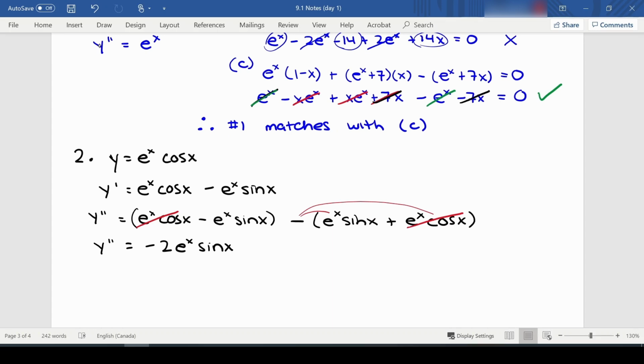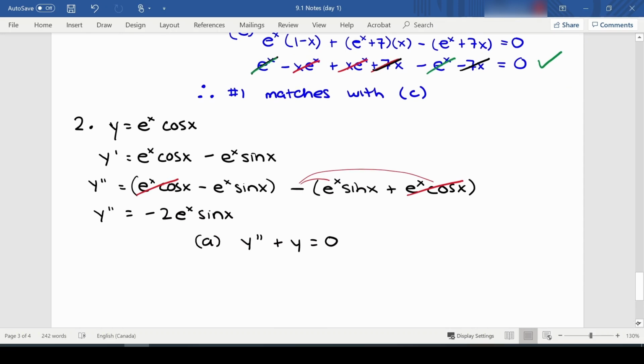So we already matched C. We don't need to try C. We could if we really want to double check our work, but really we need to try A and B. So if we try differential equation A, we can't see that anymore, but it was y double prime plus y equals 0. So if we try this, we get negative 2e to the x sine x as our y double prime, plus e to the x cosine x as our y. It's supposed to equal 0. That does not equal 0.